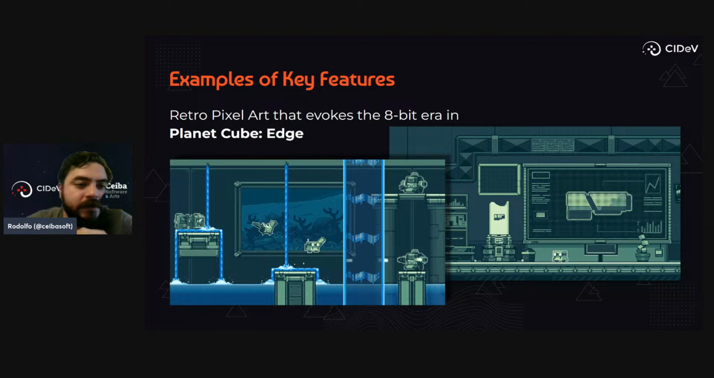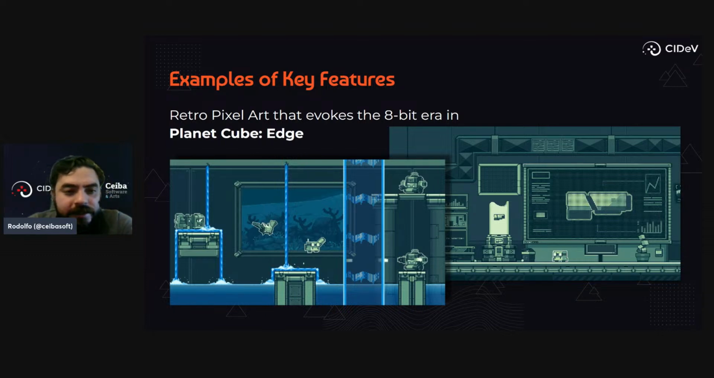So I have a few examples here from actual games. Planet Cube Edge is a game from Costa Rica. Very successful game, which has the feeling of Mega Man with a very retro art. So a key feature of Planet Cube Edge would be retro pixel art that evokes the 8-bit era.